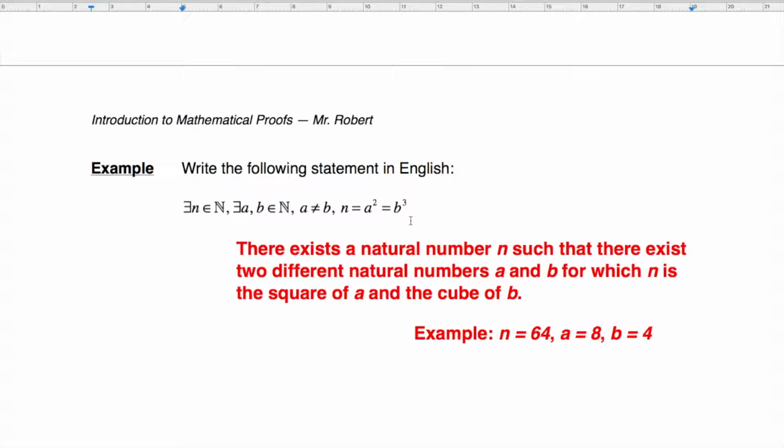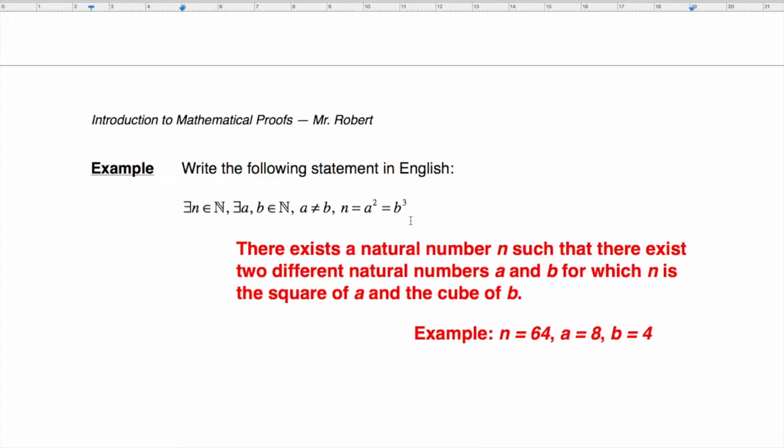So if I re-express this a little bit better: there exists a natural number n such that there exist two different natural numbers a and b for which n is the square of a and the cube of b. If we don't really understand what this means, there's an example. We can make up as many examples as we want.